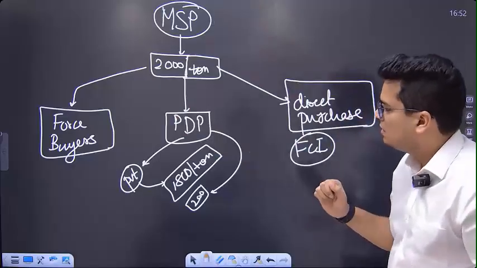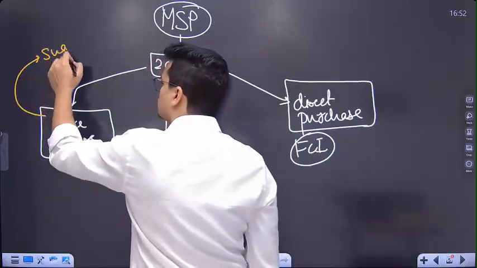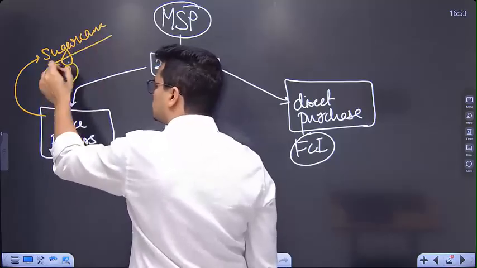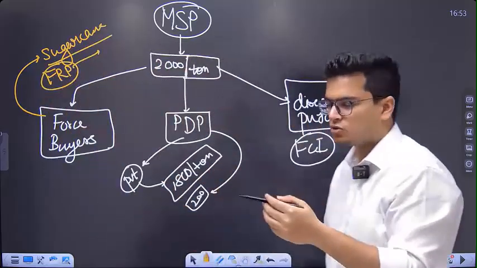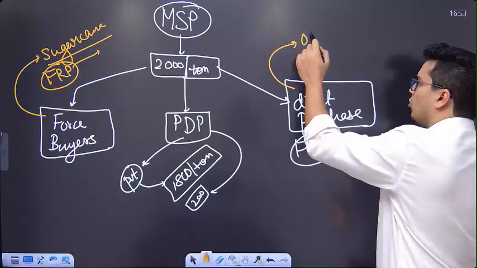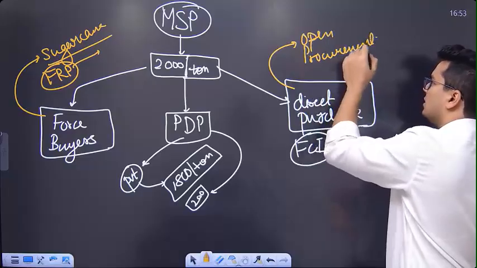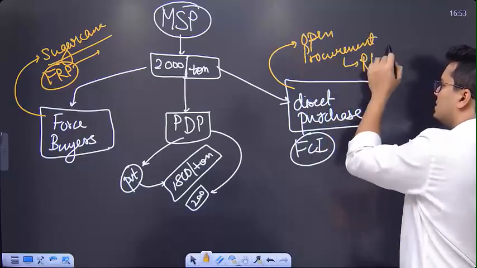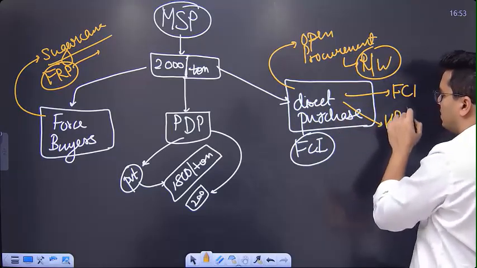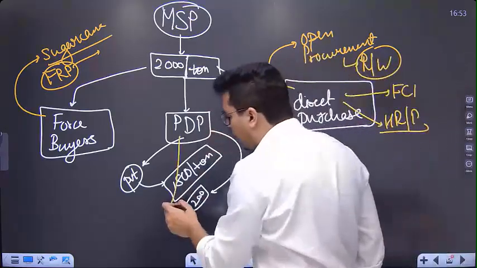Now, this forcing of buyers happens in the case of sugarcane. When a fair and remunerative price is issued, sugar mills cannot buy sugarcane below this fair and remunerative price. This direct purchase is also called open procurement. Open procurement happens mostly in our country only for rice and wheat, and it is done by the Food Corporation of India, mainly in the states of Haryana and Punjab. Price deficiency payments are given for all other crops.